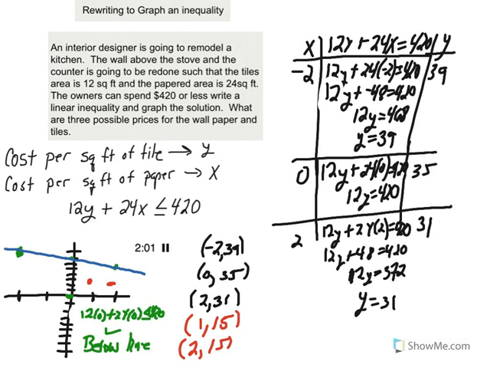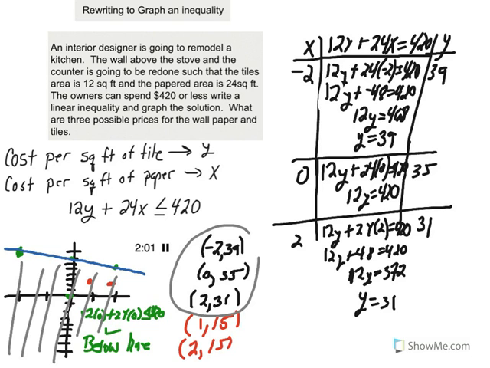Well, we can also see that the points 1, 15 and 2, 15 also work. Any points that would be in a shaded region down here would work. Also, the points on the line also work. Any one of those points work as a solution to this inequality, except for the -2, 39. That doesn't make any sense. You can't have negative cost for wallpaper. Otherwise, they'd be paying you to do it. Please pause the video and copy this into your notes.